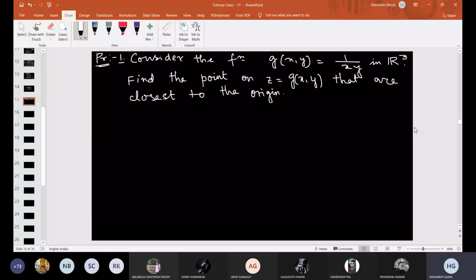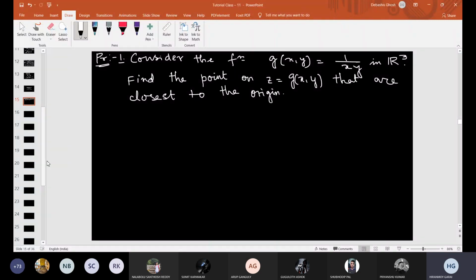So as we know, to find the closest point, we have to consider the distance between an arbitrary point and your origin. So the distance function d square comes to be x square plus y square plus z square. So we can consider that d is equal to the square root of x square plus y square plus z square, subject to the condition that z equals 1 by xy.